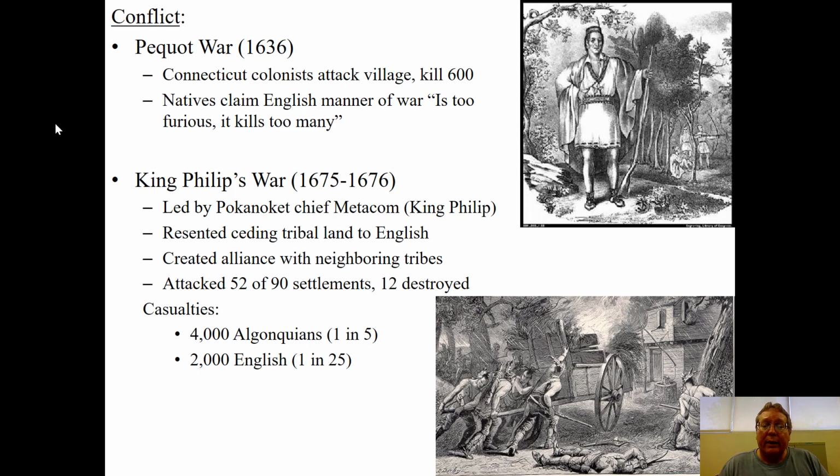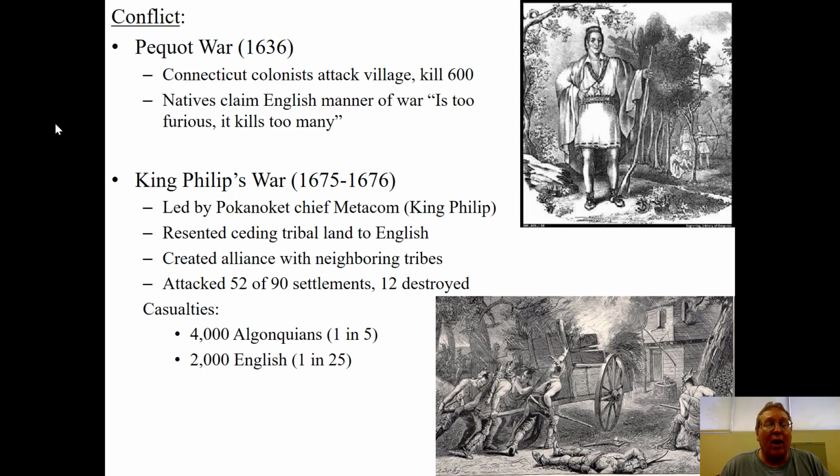Well, when you look at what this war's casualties mean, 2,000 dead English people means about 1 out of 25 settlers in New England is now dead or captured by the natives. That is a small percentage of the population. But 4,000 Algonquins means about 1 in 5 members of every tribe in the region has just been killed or captured. It is a devastating loss.